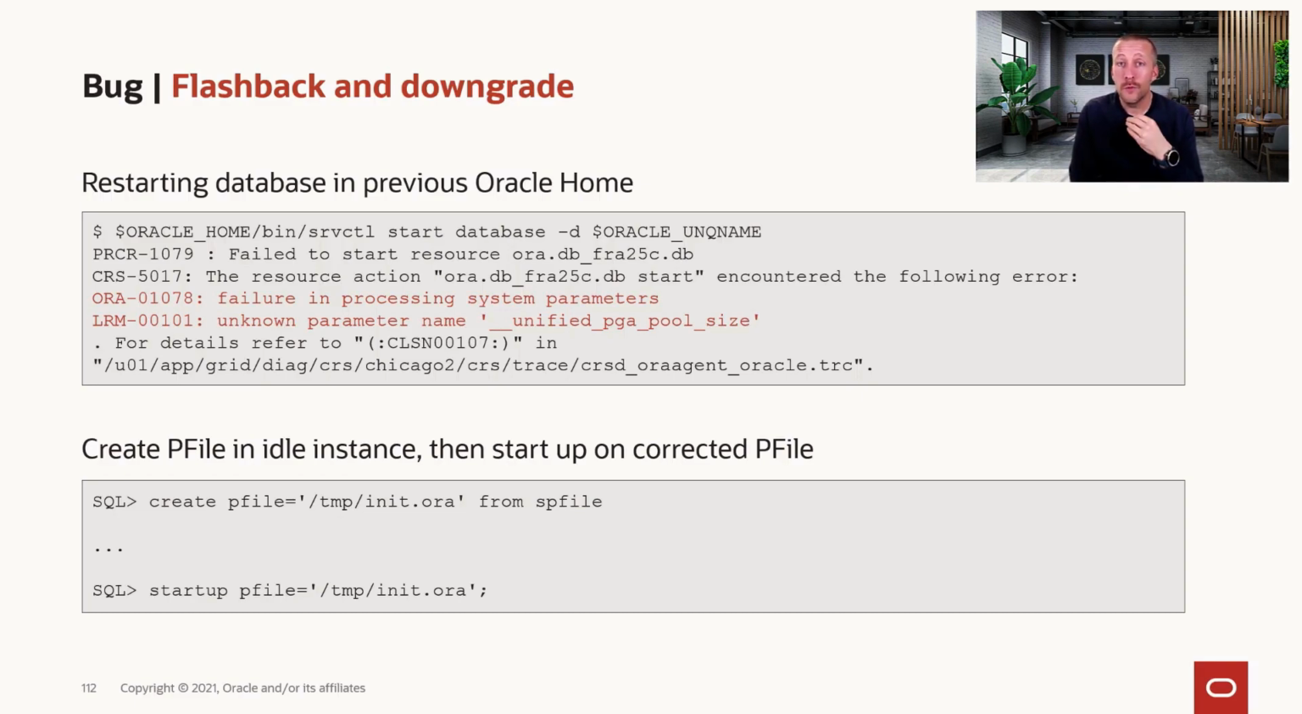If you try to restart the database in the old Oracle home and you run into an error like this, that there is an unknown parameter, _unified_pga_pool_size, there's a very simple workaround. You just connect to the instance and you create a PFILE from the SPFILE. You remove the offending parameter and then start up on that PFILE until you can create a new SPFILE without that new parameter.